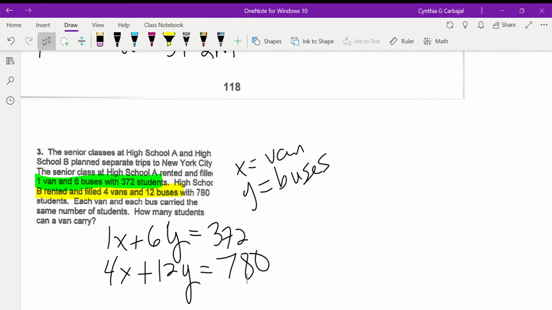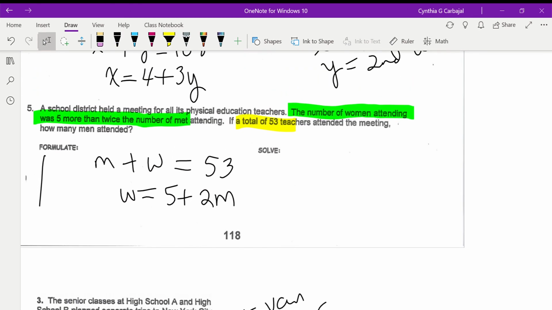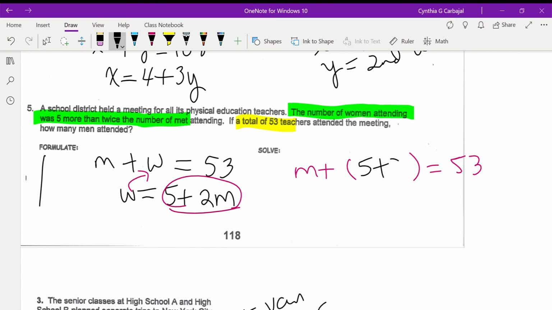Okay, so let me go back and work some of them out. Let's do this one. So if I want to work it out, I can do very many methods. This one actually would be easiest to do the substitution method because w is already set equal to something. It's set equal to 5 plus 2m. So I can just go back and substitute it into the first equation for w. So it would be m plus, and then I'm substituting in what w equals from the second equation. Well, that equals 5 plus 2m.